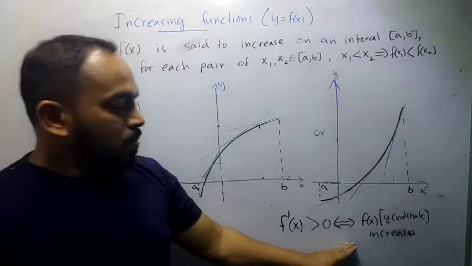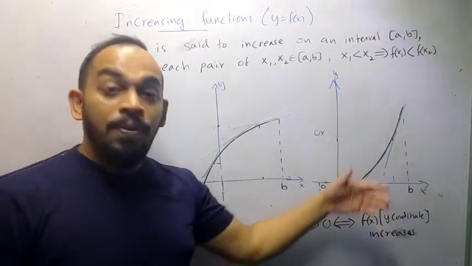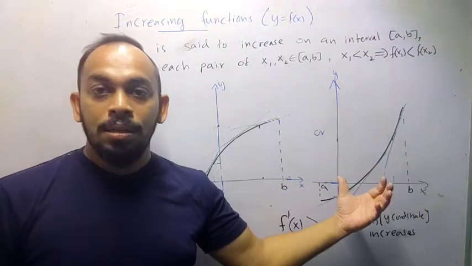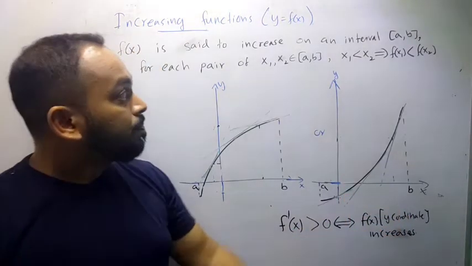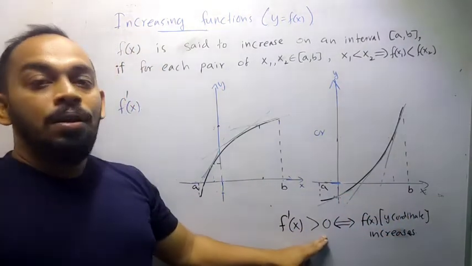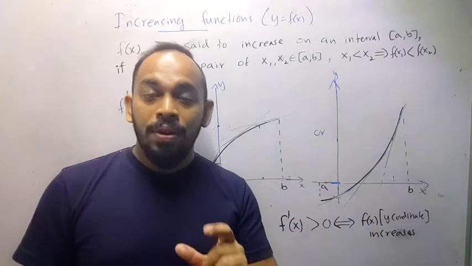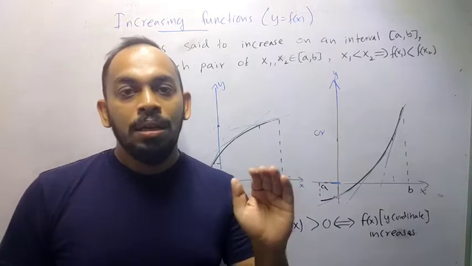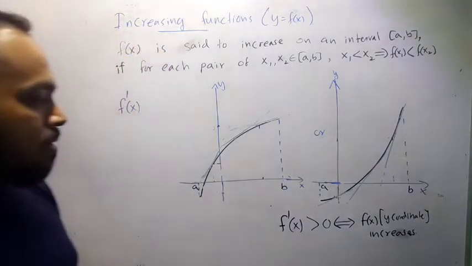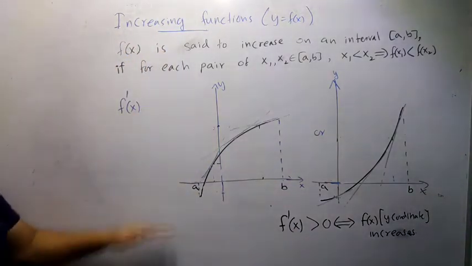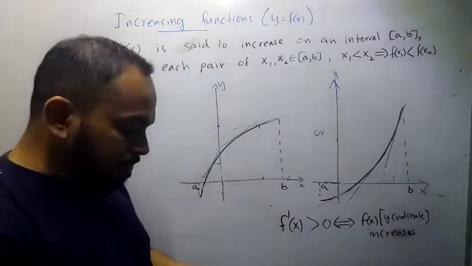It implies both ways. What does that mean? If a function increases on a certain interval, on a region, then we can infer that the derivative of that function on that region is positive, right? So this is implied both ways. Now this is a graphical representation.